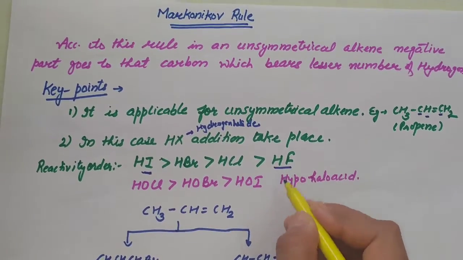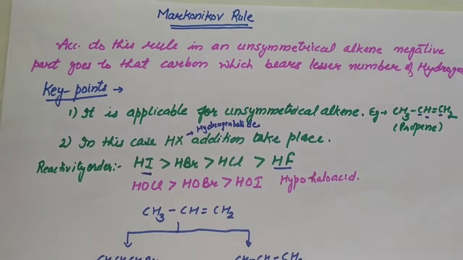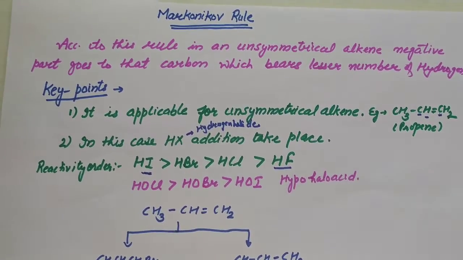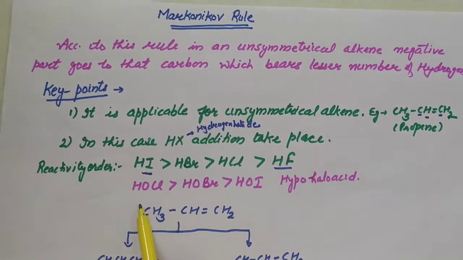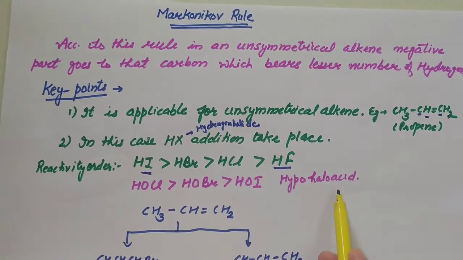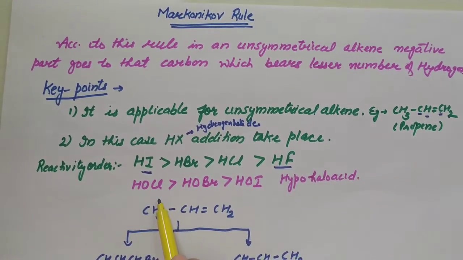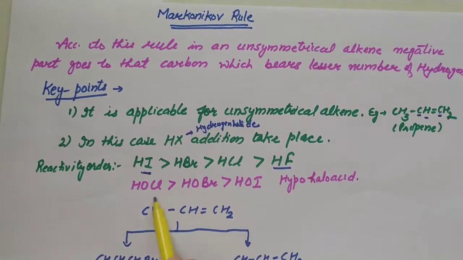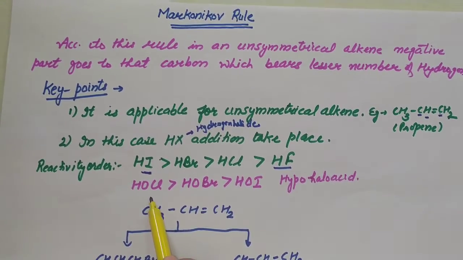We don't consider HF in this case. Why? Because fluorine is a very reactive compound and a highly explosive reaction takes place if we add HF, so we don't take HF in this case. If we consider the reactivity of hypohalous acids, for example hypochlorous acid, hypobromous acid, hypoiodous acid, the reactivity order is HOCl more reactive than HOBr, followed by HOI.